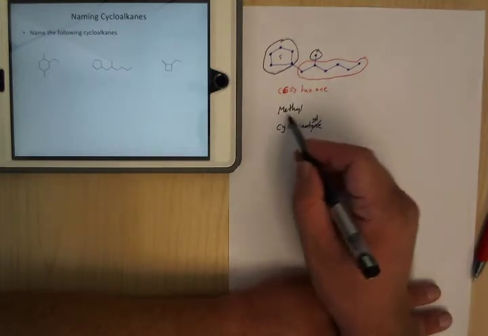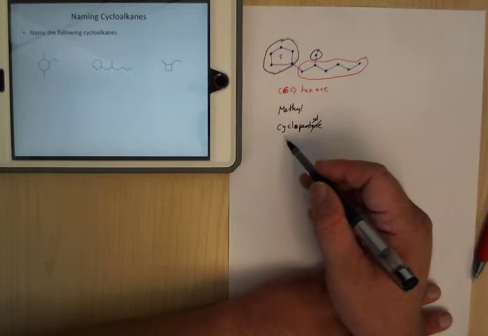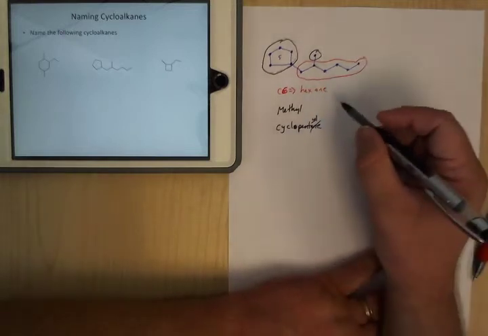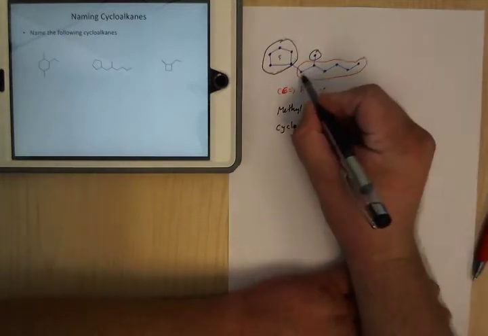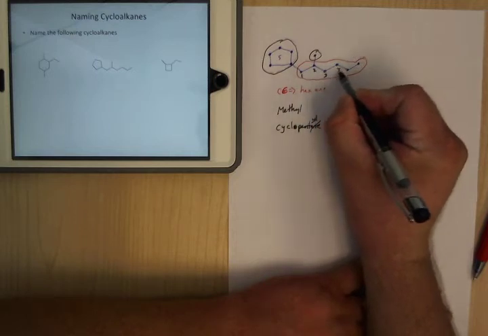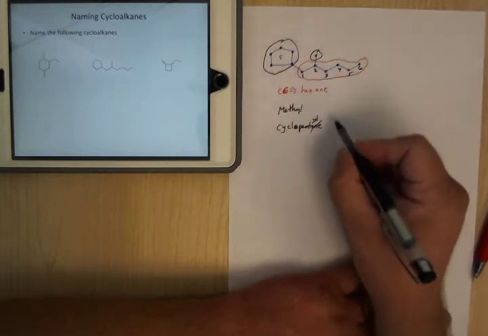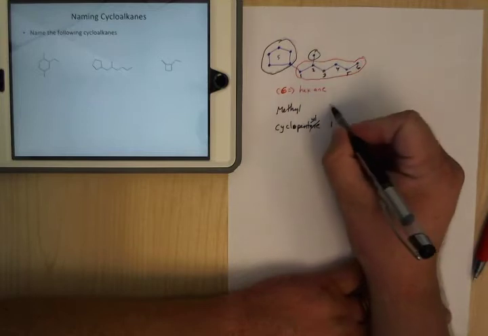Okay, so it works no differently than methyl, right? It just so happens to have the cyclo in front of it. So we have to figure out the numbering. We're going to go from this end, 1, 2, 3, 4, 5, 6. So cyclopentyl is at 1, methyl is at 2.